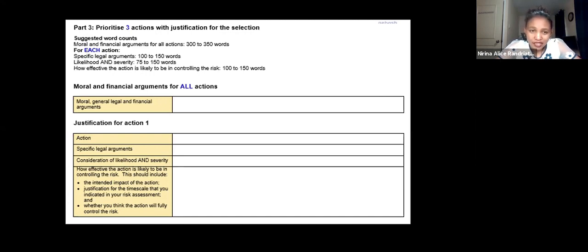Likelihood and severity: 75 to 150 words. These are just recommendations for you to have an idea how long the paragraph should be. But it's okay if you don't reach the word count or if you exceed it. No problem.